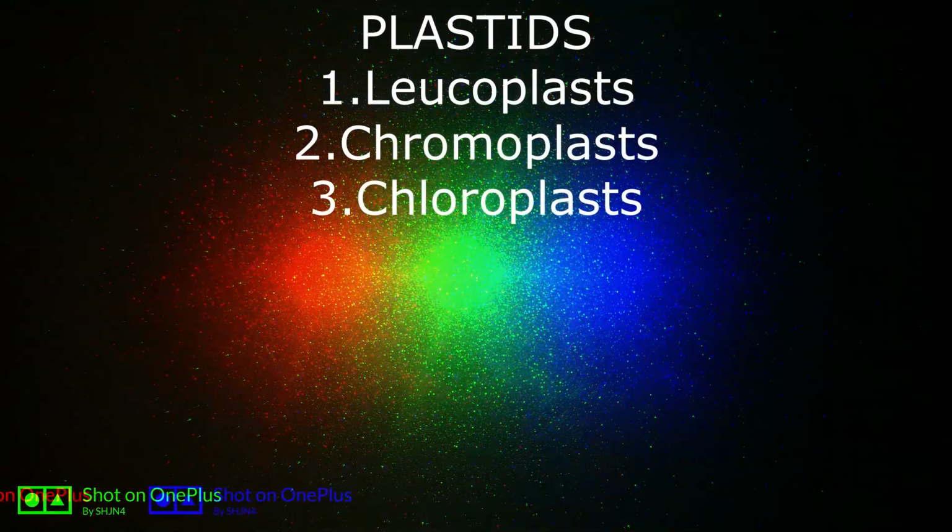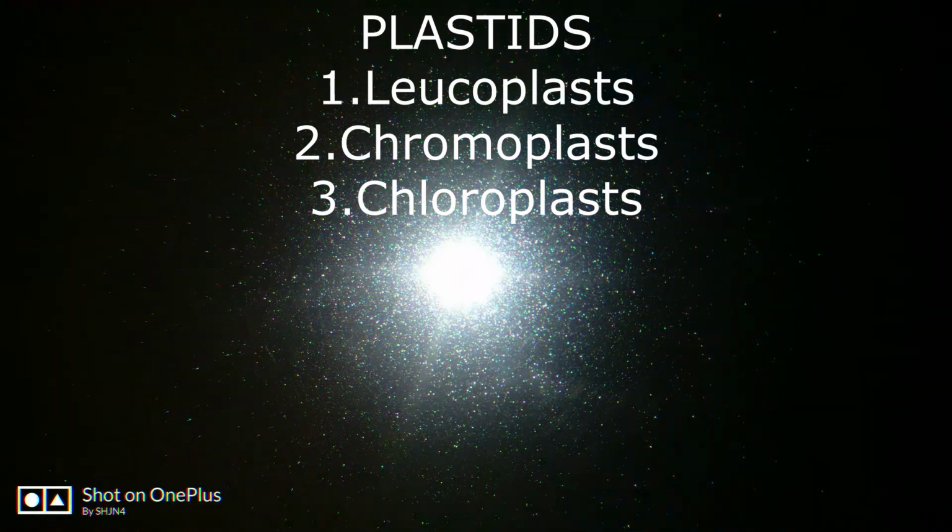Elaioplasts. They store fats and oils. Example: castor. Aleuroplasts. These leucoplasts store proteins. Example: aleurone cells of maize.